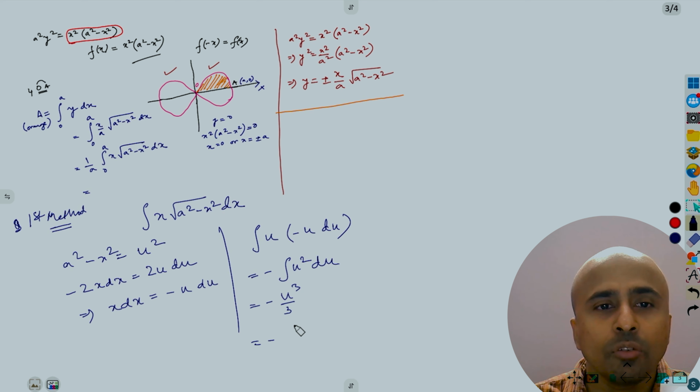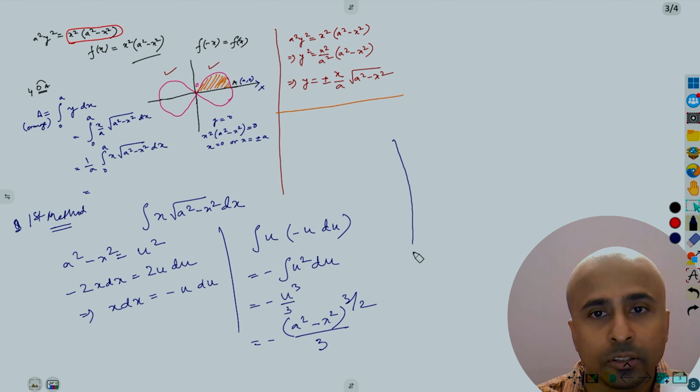Yes? Now we will substitute the value of u here. u square equals a square minus x square. Therefore, this is basically minus of a square minus x square to the power 3 by 2, by 3. So this is one method.